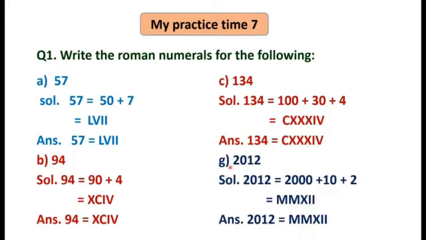Now next is 2012. So 2012 is written in expanded form as 2000 plus 10 plus 2. So we know that the letter for 1000 is M, and M can be repeated maximum 3 times. So we have here 2000, so we will write 2 times M. So that is 1000 plus 1000 and plus X. X is for 10, and then for 2 we have 2 I's. Okay, so that is MMXII. So 2012 can be written in Roman numeral as MMXII.